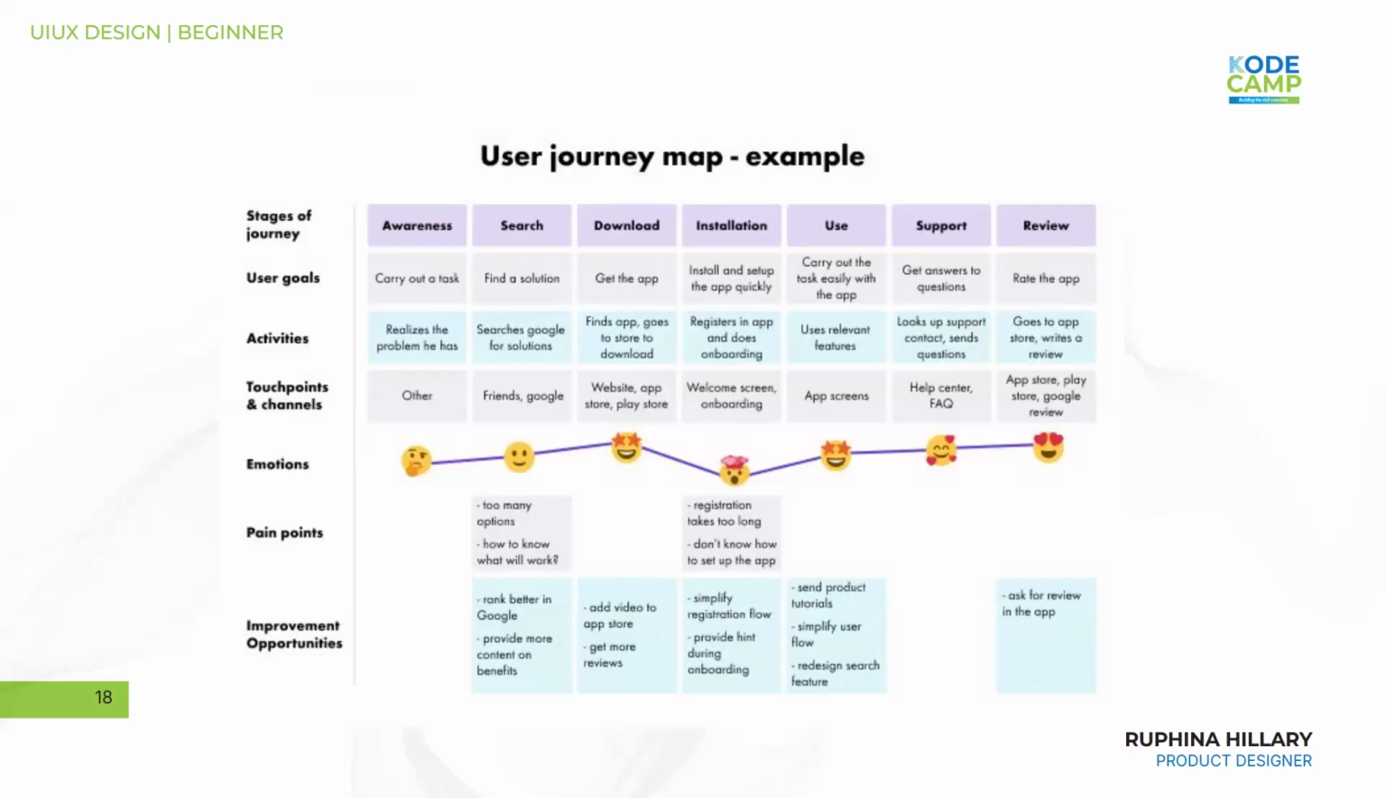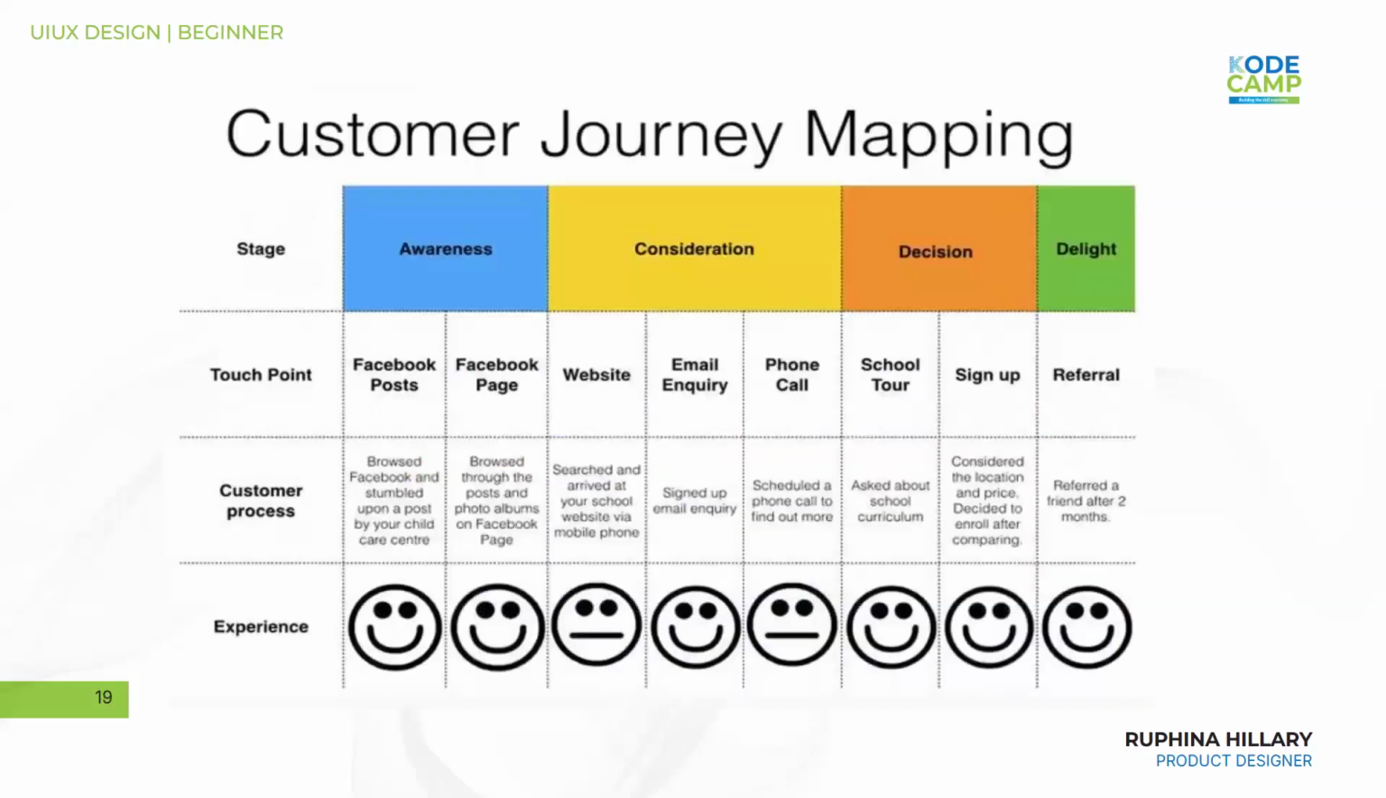So how to know what will work? You can give more details on the product, provide more context on benefits in the search results. So that's that for this user journey map.